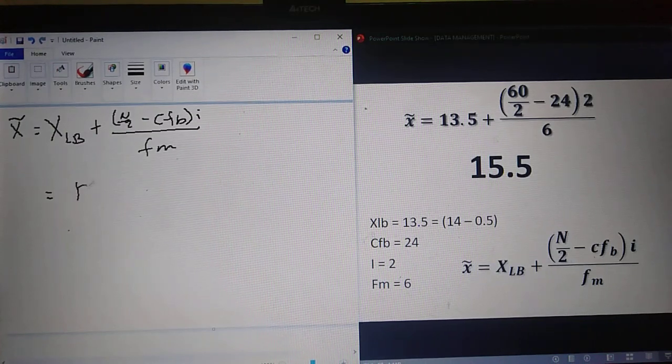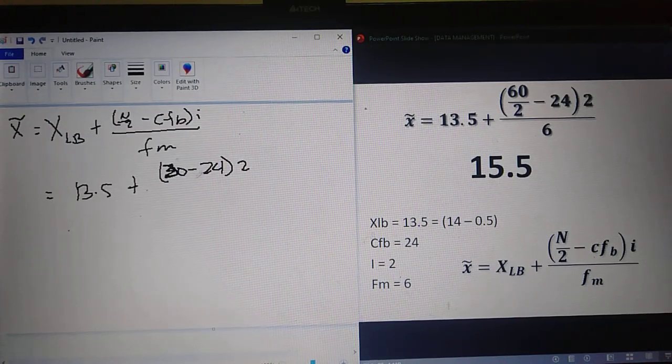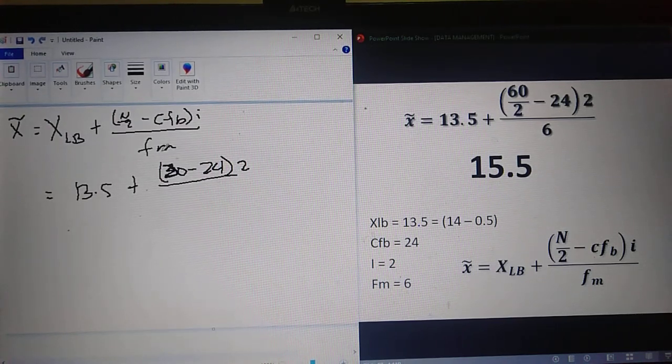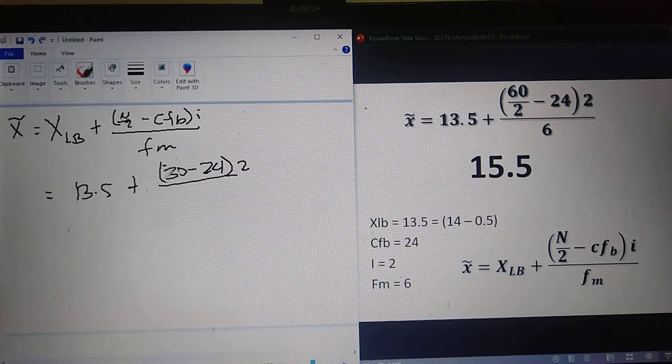Lower boundary natin, 13.5 plus. What is our n over 2? 30. Minus 24 times 2. Then, wait lang. Pangit tignan. Ayan, 30 minus 24 times 2 over 6.